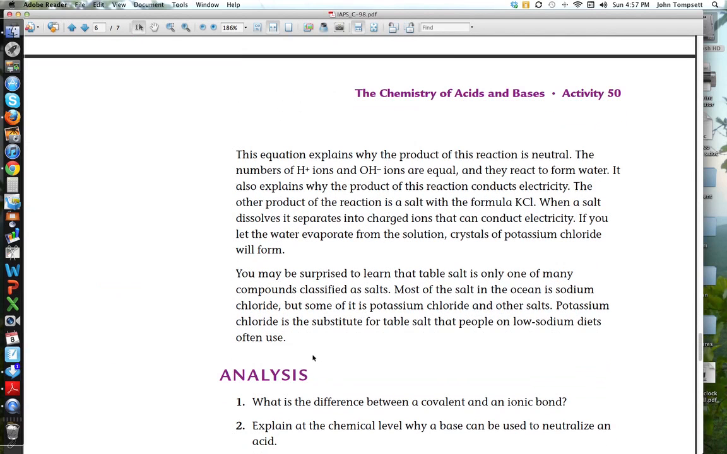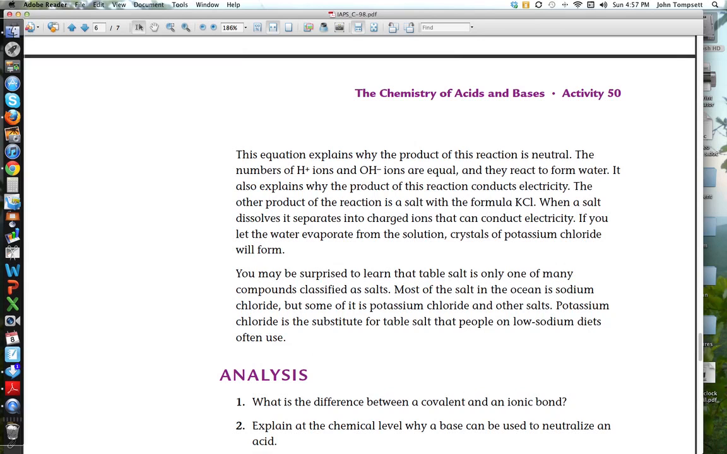This equation explains why the product of this reaction is neutral. The numbers of positive hydrogen ions and negative hydrogen oxygen ions are equal, and they react to form water. It also explains why the product of this reaction conducts electricity. The other product of the reaction is a salt with the formula KCl, which is potassium chloride. When a salt dissolves, it separates into charged ions that can conduct electricity.